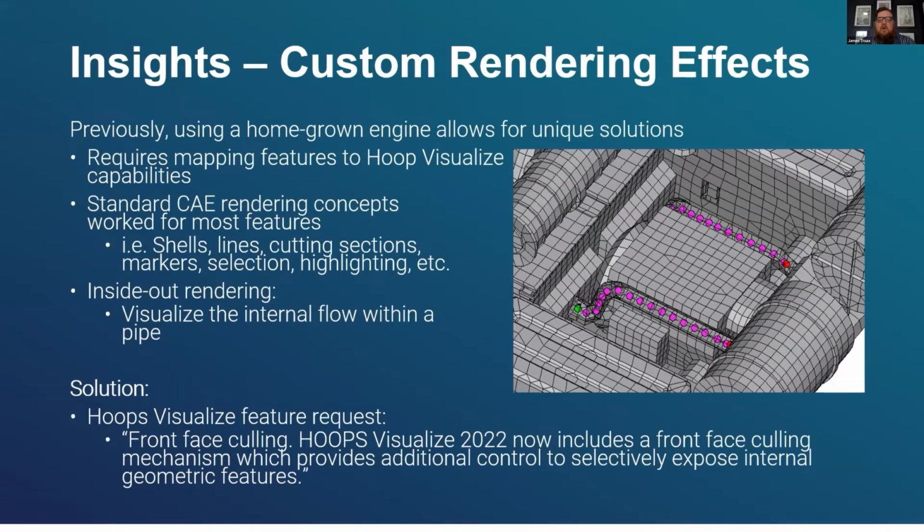And so, one of the custom things that we did was this inside-out rendering, where we needed to see the inside of an exhaust system, but still see the context for where this pipe is.